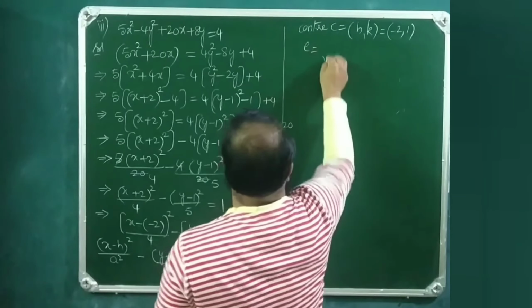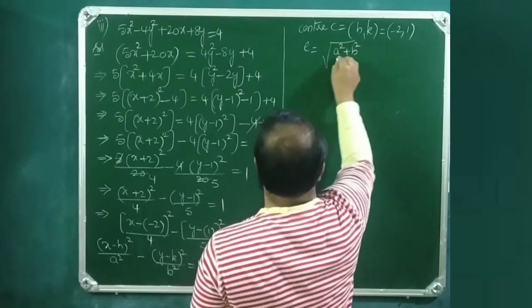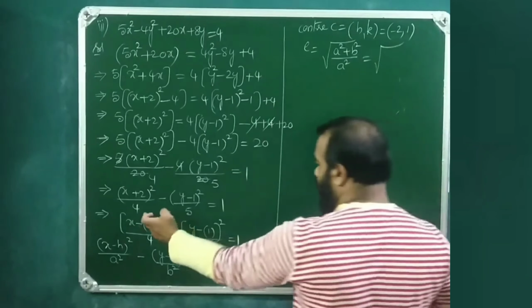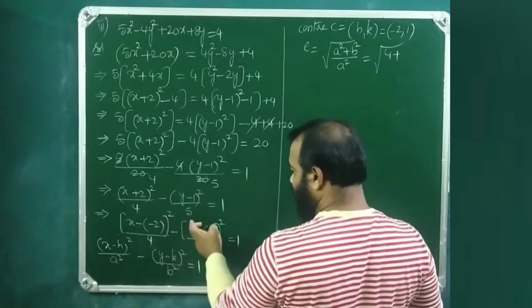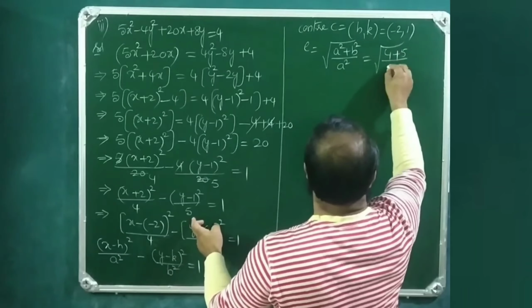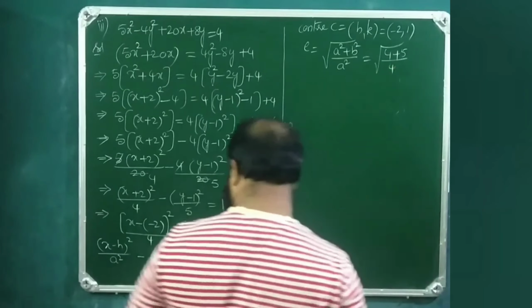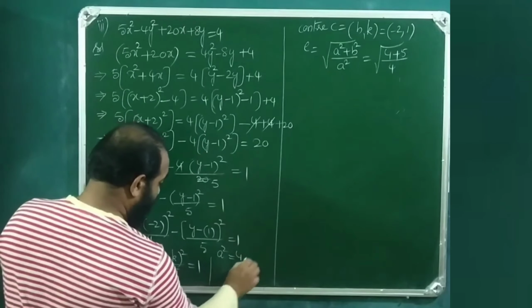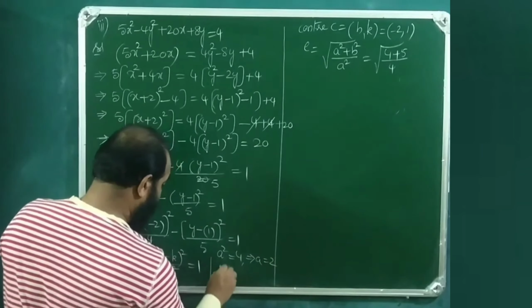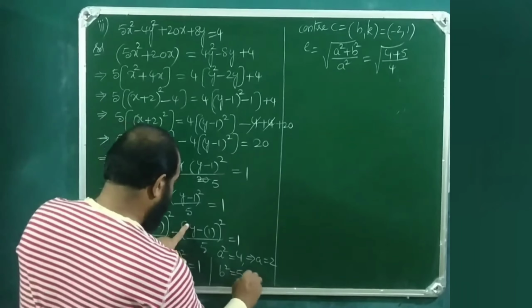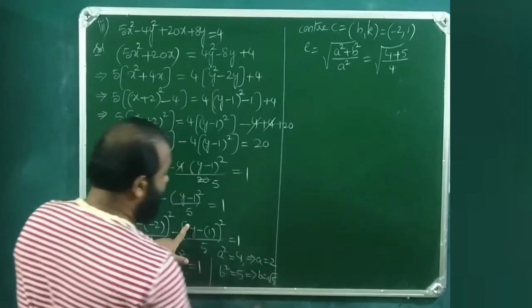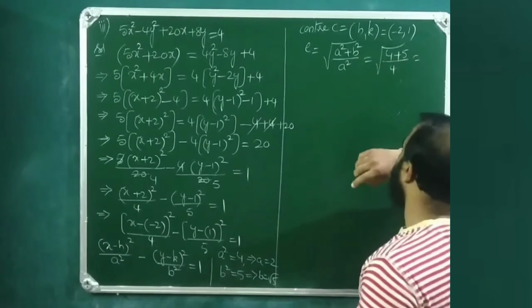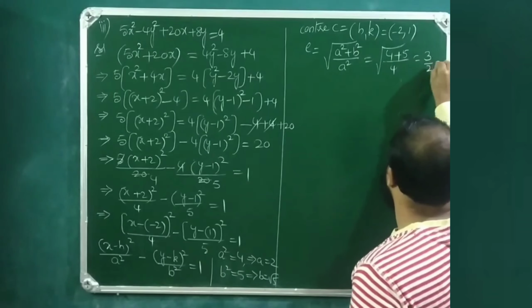And eccentricity e = √((a² + b²)/a²). The value of a² is 4, plus 5, by 4, because a² here is 4. That means a is equal to 2. b² here is 5, b is equal to root 5. So this is equal to 4 + 5 is 9. Root 9 is 3, root 4 is 2.